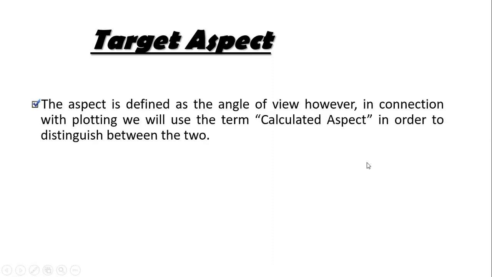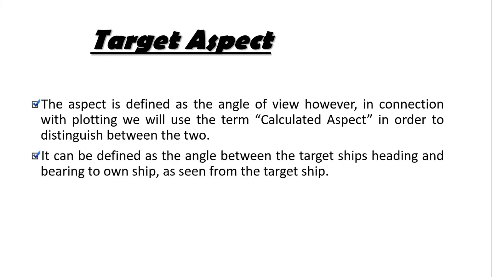Target aspect. What is the aspect of the target? The aspect is defined as the angle of view. However, in connection with plotting, we will use the term calculated aspect in order to distinguish between the two. It can be defined as the angle between the target ship's heading and bearing to own ship as seen from the target ship. As seen from the target ship. So when we talk about the target, what do you see? Do you see her port side? Do you see her starboard side? What is the bearing? What is her heading? That is the term target aspect.